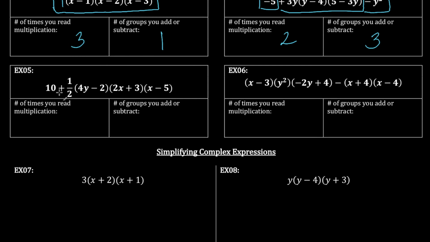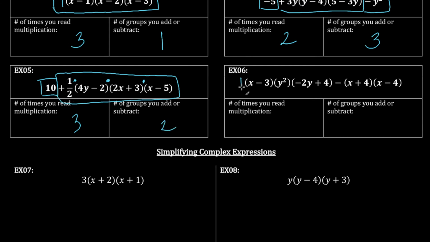Let's read this. 10 plus 1/2 times (4y minus 2) times (2x plus 3) times (x minus 5). So there's 3 multiplications. I start off with 10, and then I add all of this. Well, I added 1/2 times all of this. So there's only actually 2 groups.